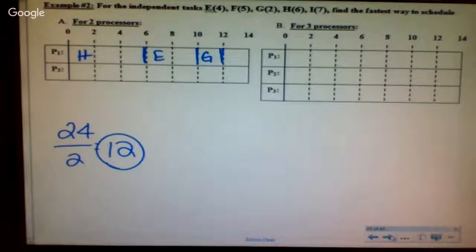So we did H, E, and G, and that took us to exactly 12. And then we have what left? F, that takes me to 5. And I, that takes me to 12 then.